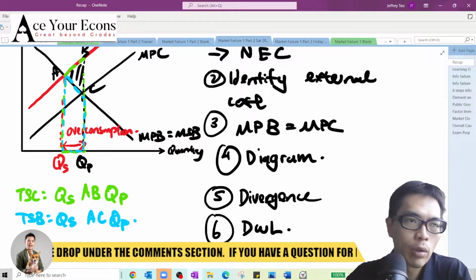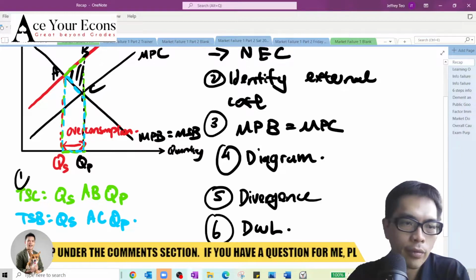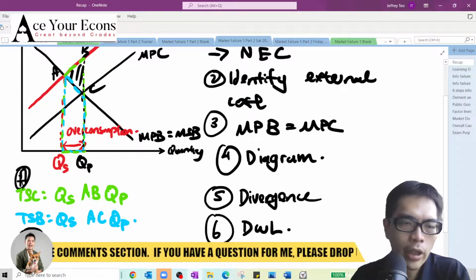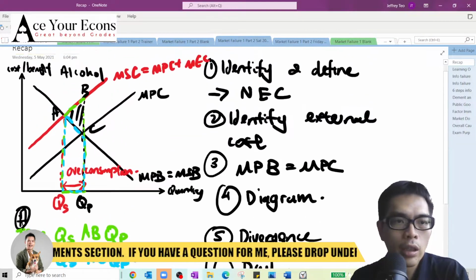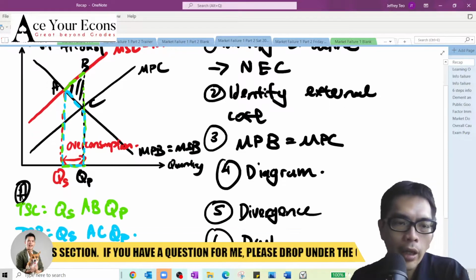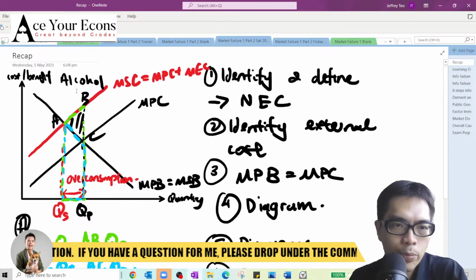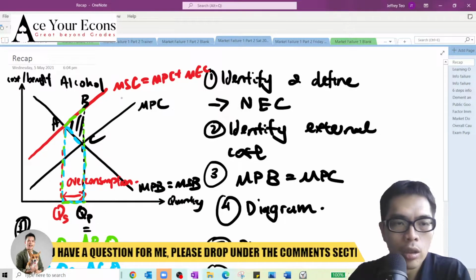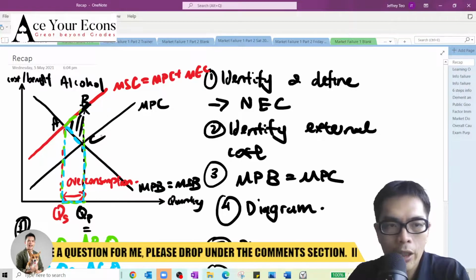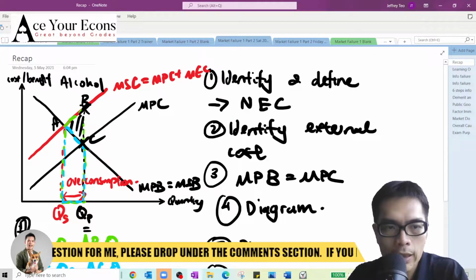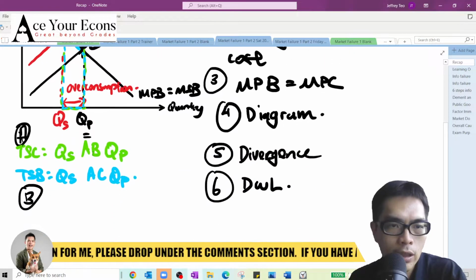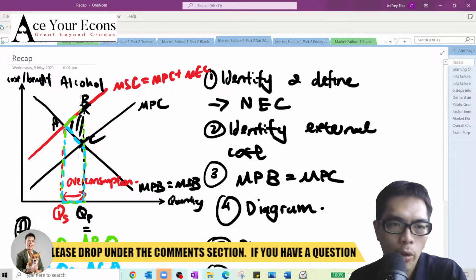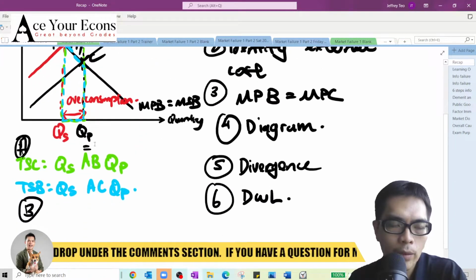So this is method 1. You are netting off. I call this method A. Method B, you can use the marginalist principle. When we look at the marginalist principle, we are looking at the present consumption level QP. The marginal social cost at point B exceeds your marginal social benefit at point C. So you can see here, at QP, your marginal social cost, point B, exceeds marginal social benefit, point C.